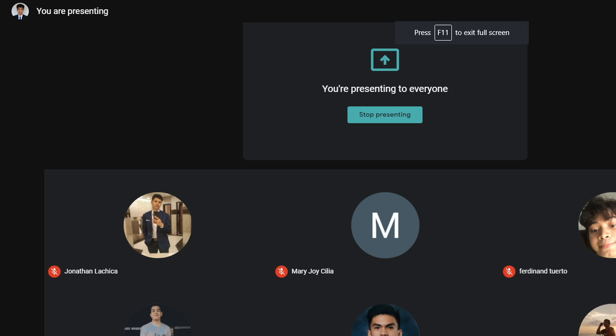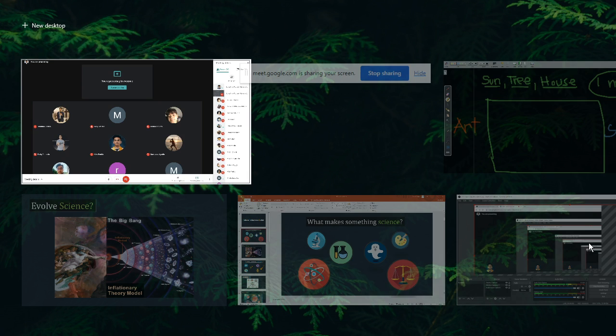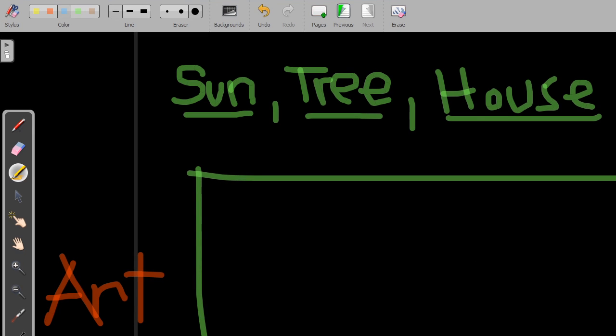Okay, are you done? Michi, are you done? Oh, he disconnected. Michi, are you done? Yes, sir. How about you, Jan Bithwell? Tapos na po. Okay, sige. Psychology and art. So, probably you drew the 3 objects: sun, tree, and house.